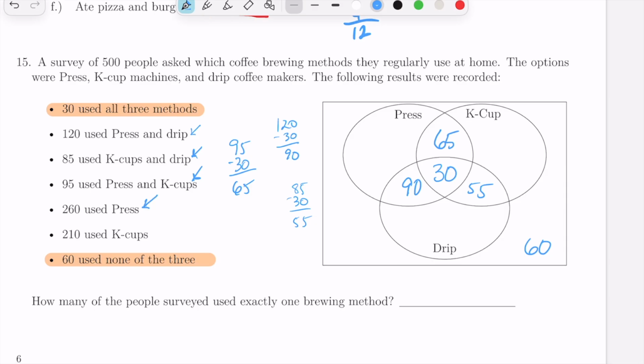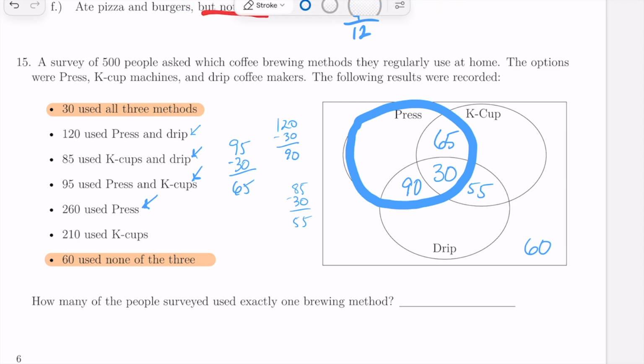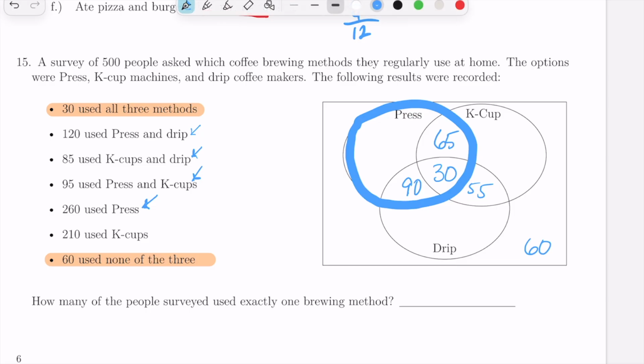Next, it tells me that 260 people used press coffee. So my whole press circle should have 260 in it. If we add what we have so far, we're going to add 90, 30, and 65. That's 185 people. I've already got 185 people, but I need 260. So we'll take 260 minus 185 and hopefully get, nope, not 85. How about 75? Yeah, that sounds right. That's how we know that there's 75 people that belong there in the press section.